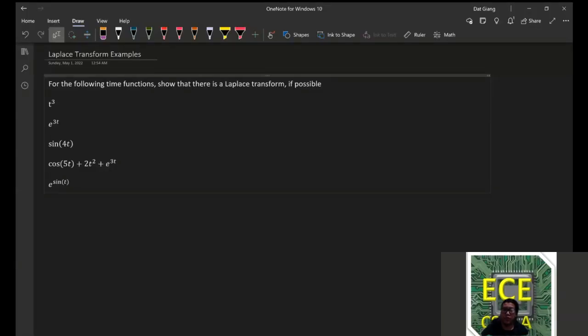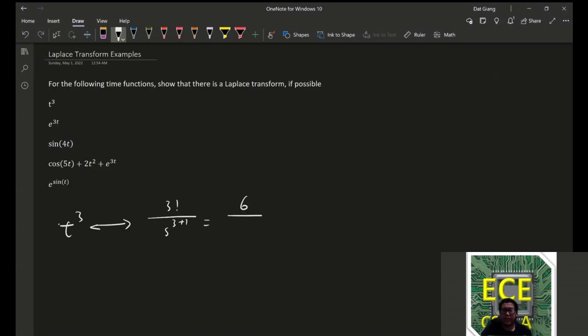Okay, so now we're going to go over some Laplace transform examples. Now, we have five over here, and just because these are the common ones, we will practice on the most common ones first. So we have t cubed. We don't have to apply the definition. We can actually just use the shortcuts. 3 factorial divided by s to the 3 plus 1, or 6 divided by s to the 4. That's okay.